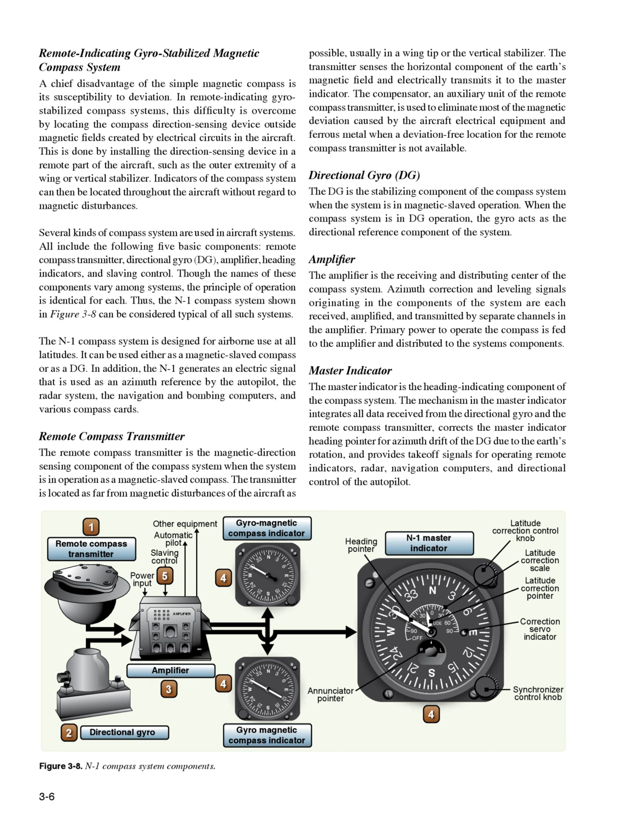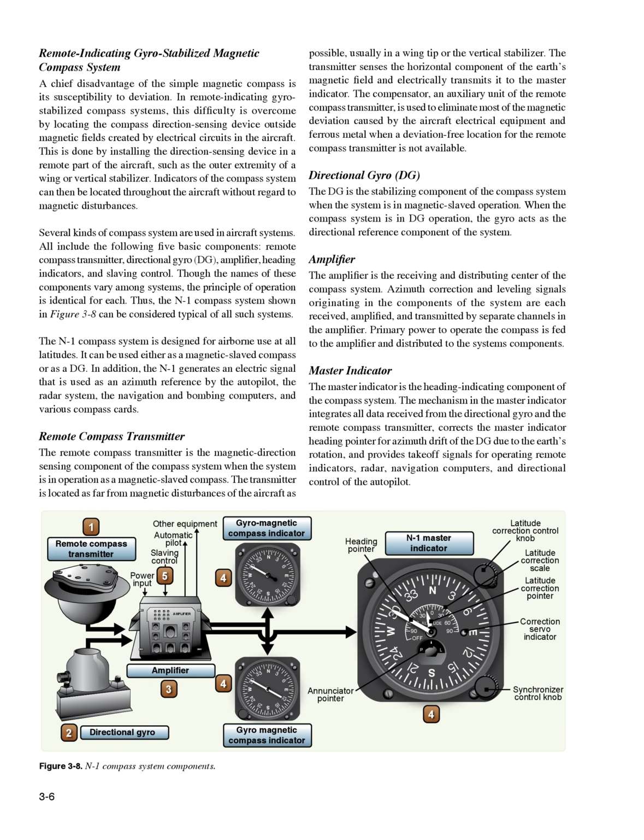Directional gyro, DG. The DG is the stabilizing component of the compass system when the system is in magnetic slaved operation. When the compass system is in DG operation, the gyro acts as the directional reference component of the system. Amplifier. The amplifier is the receiving and distributing center of the compass system. Azimuth correction and leveling signals originating in the components of the system are each received, amplified, and transmitted by separate channels in the amplifier. Primary power to operate the compass is fed to the amplifier and distributed to the system's components.